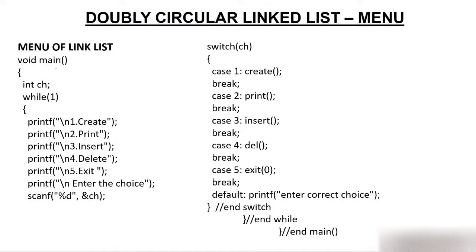So what is the menu? In the main function, we have created a variable ch of integer type. While(1) means the condition is always true. Nobody is stopping you from going inside the while loop, because anything other than 0 is always true. In the while loop, you see some print statements in which 1 represents create, 2 print, 3 insert, 4 delete, 5 exit, and it asks you to enter your choice. My choice is to print, so I'll press 2. So ch will have 2, and the switch will have 2.